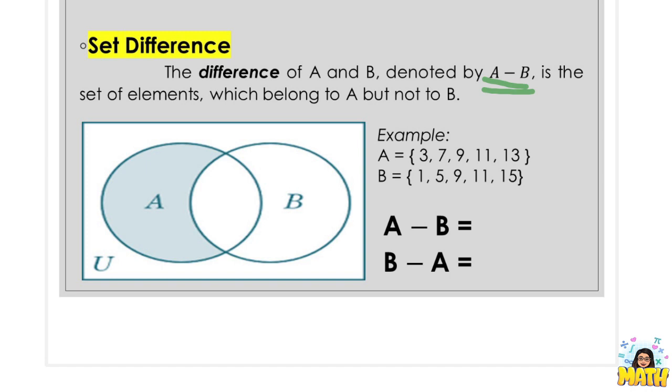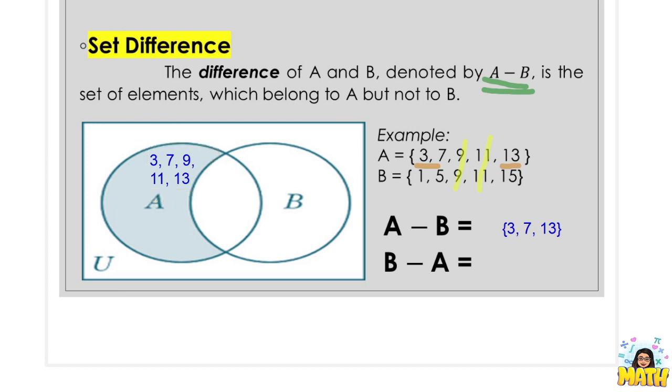So tanggalin muna natin ang common sa kanila. Again, we have 9 and 11. So alin na lang yung natira na elements ng set A. Whatever remains, ayun na ang difference. We have 3, 7, and 13 as their difference. Ipakita ulit natin using the Venn diagram. Again, ito yung mga elements ng set A.